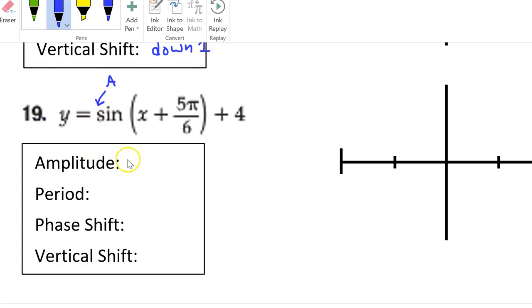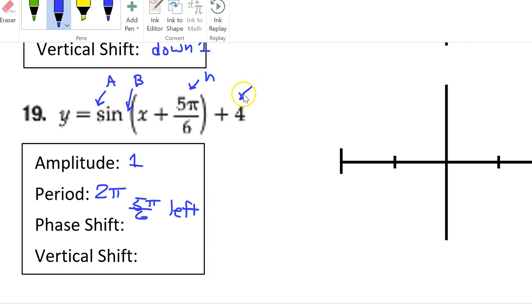There's no visible A value, which tells me that the amplitude is 1. The B value, there's no visible B value either, so that tells me that the period is 2 pi. Since there's no B value, I can just look right here at my H value for the phase shift. So this is going to be 5 pi over 6. Because it's positive, that means this is to the left.